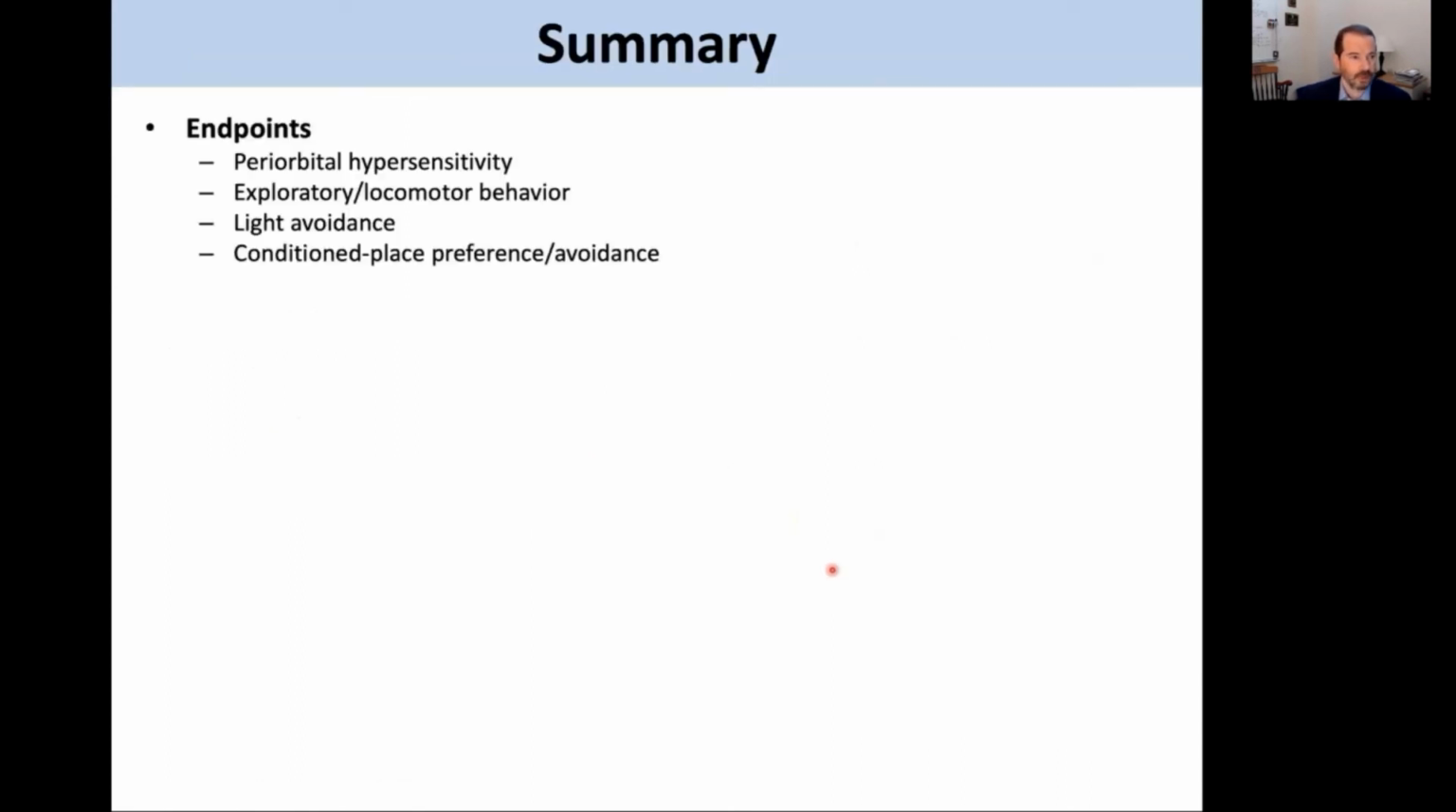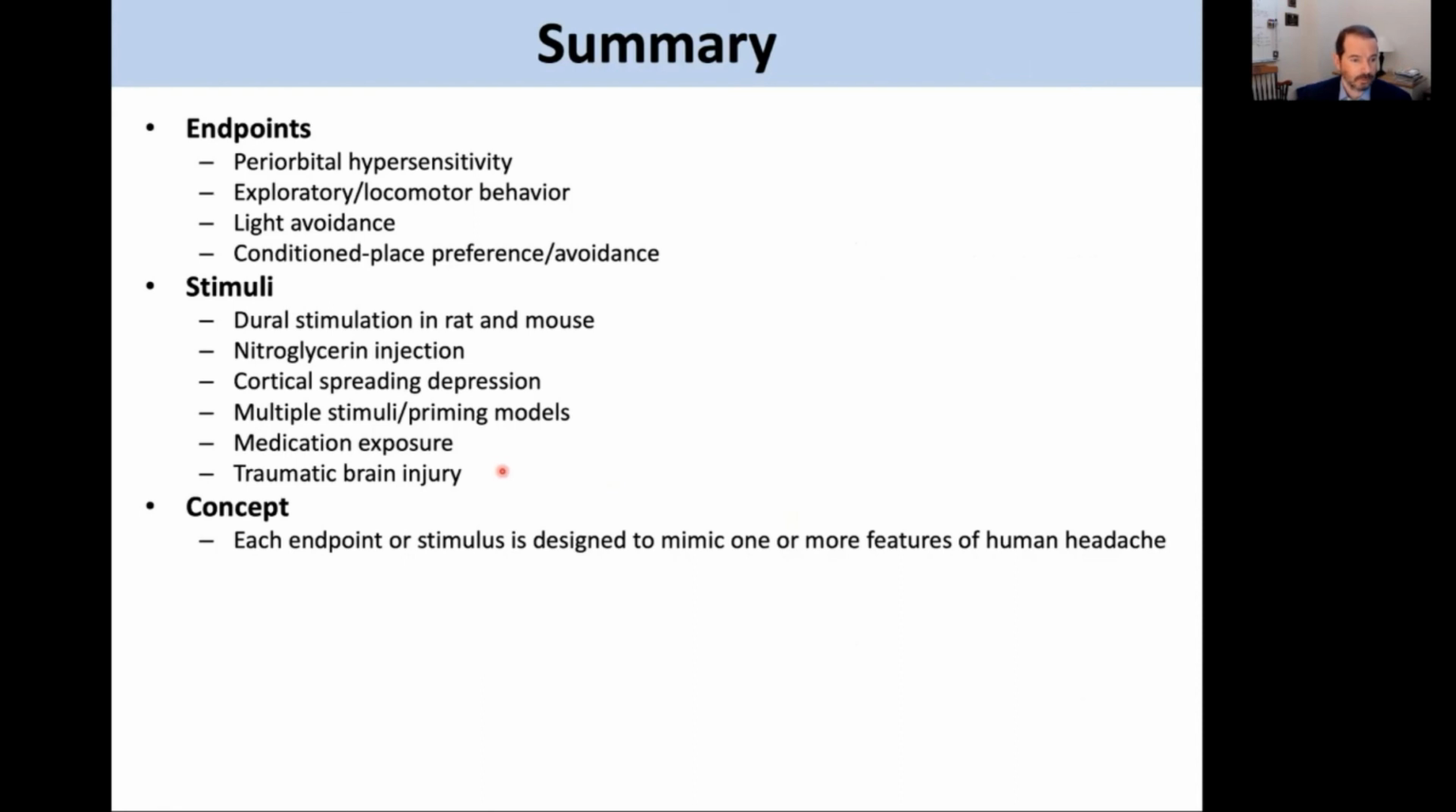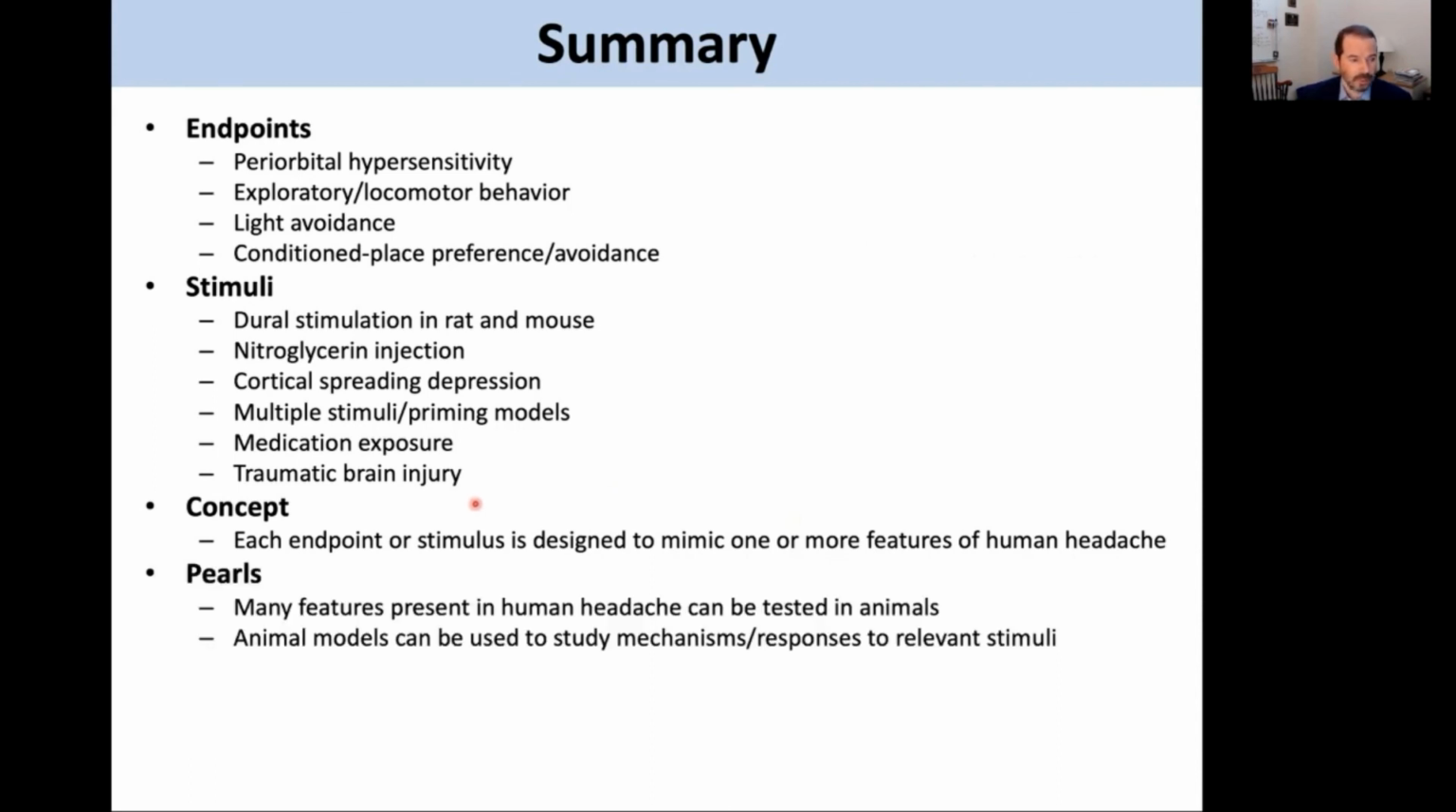So just to summarize, we talked about a variety of endpoints, many of which have translational relevance that have been taken backwards from humans into animals. We've talked about a number of different stimuli. In all cases, they are designed to replicate something that we think is happening in humans. The concept is that each of these endpoints or stimuli is mimicking something relevant in the context of human headache. The pearls here: many features present in human headache can be tested in animals. Animal models can be used to study mechanisms and responses to stimuli that we just can't test in humans because of concerns or inability to do the kinds of experiments that we might want to do.